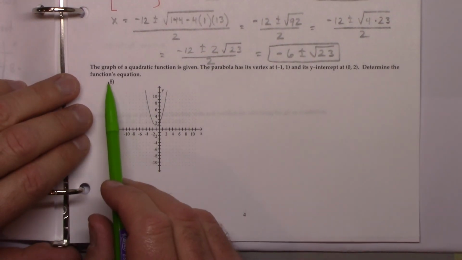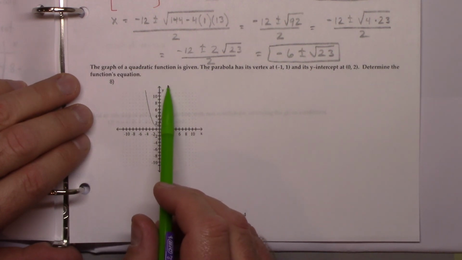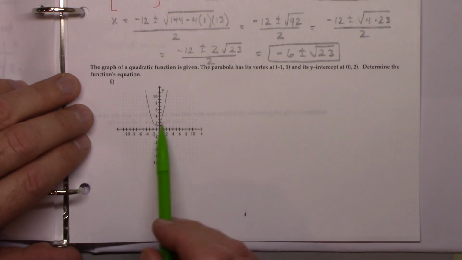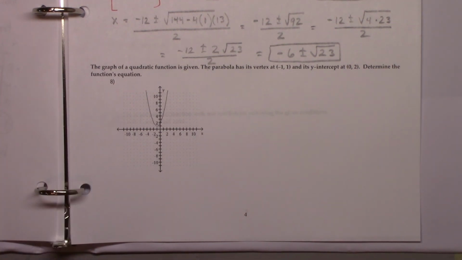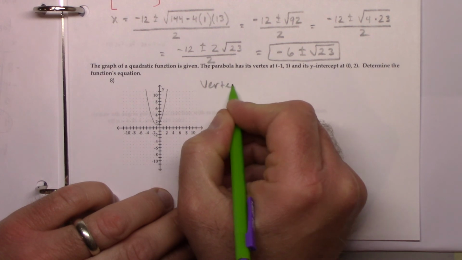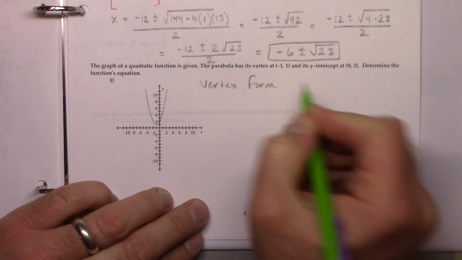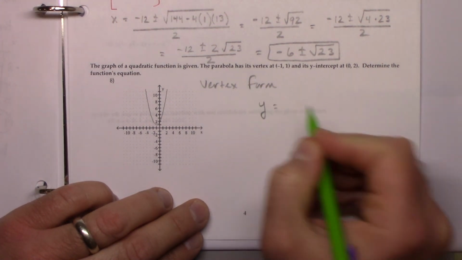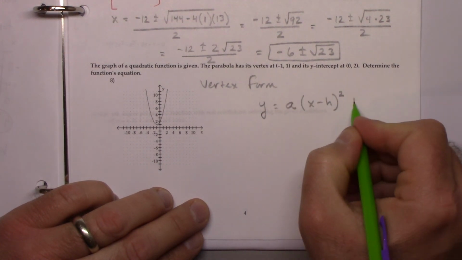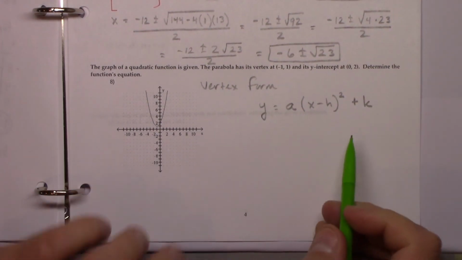So on problem 8, they tell us that the graph of a quadratic function is given. The parabola has its vertex at negative 1, 1, and its y-intercept at 0, 2. Determine the function's equation. The best and easiest way to do this is to actually start with that equation written in vertex form. So as a reminder, the vertex form is written as y equals a parentheses x minus h squared, and then plus k out at the back.